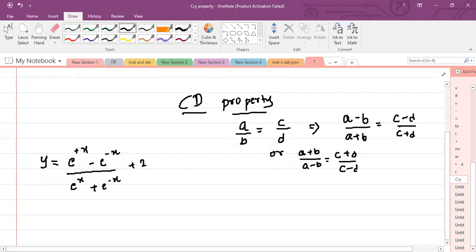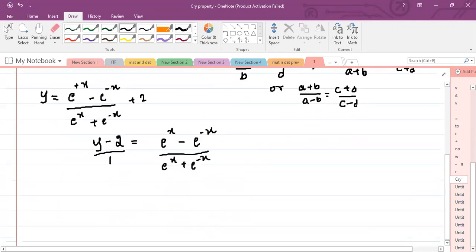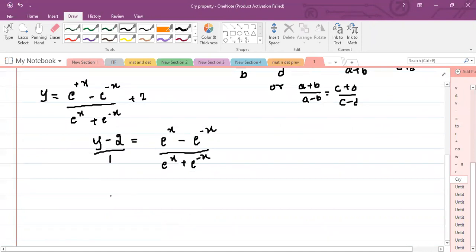So now let me consider y minus 2. Y minus 2 is equal to (e raised to x minus e raised to minus x) divided by (e raised to x plus e raised to minus x). So this is y minus 2 divided by 1. Therefore I will apply componendo dividendo property here.